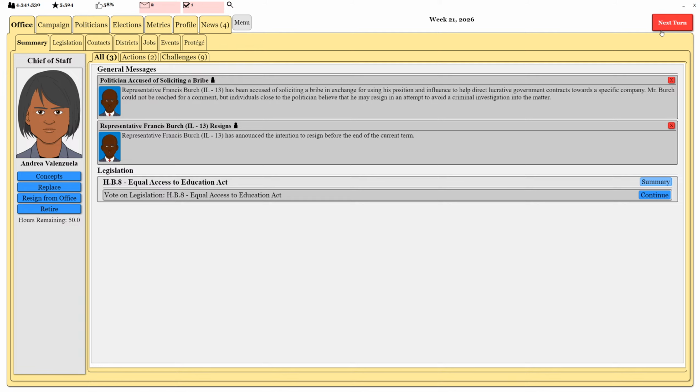Soliciting a bribe in exchange for using his position and influence to help direct lucrative government contracts towards a specific company. He could not be reached for comment. But individuals close to the politician believe he may resign in an attempt to avoid a criminal investigation into the matter. And he did resign.